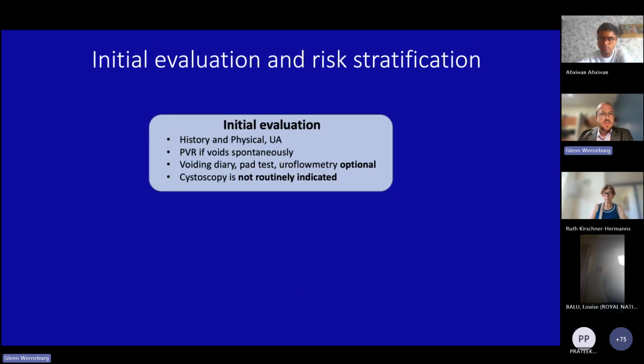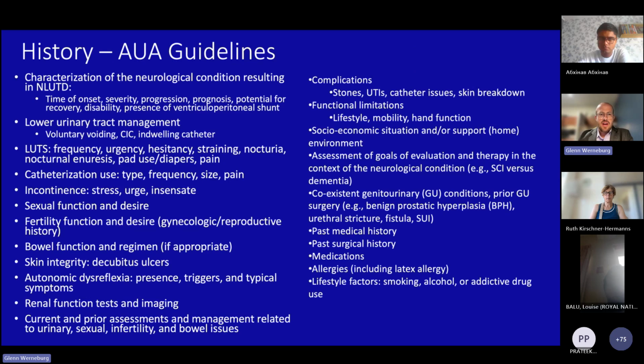So we'll start with the history. This is everything that it says in the AUA guidelines in terms of what we should be considering when we're asking about a patient's history. So there's a lot here, and as medical students and residents, probably most of it is typical things you'd ask about in a history, but there are other things that we'd like to pay close attention to because it's going to help us better understand their prognosis and their upper tract deterioration risk.